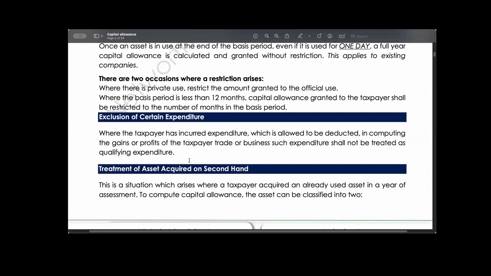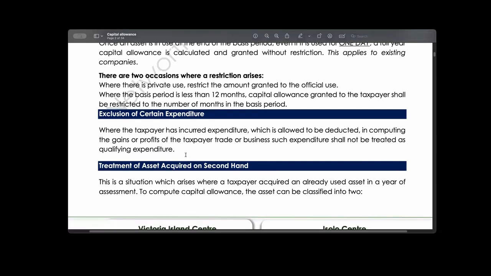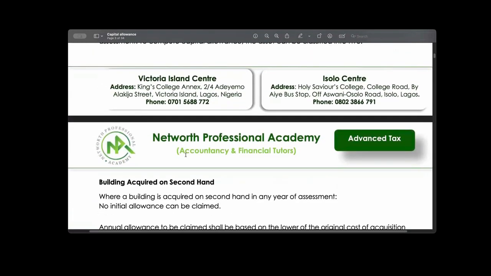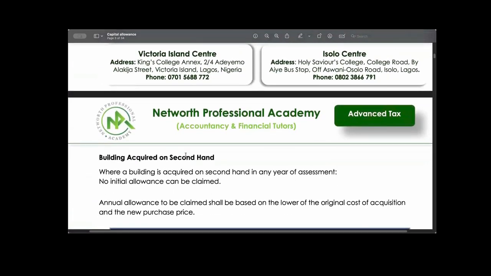Now, I'm going to dwell on that again for those of you that were not in my last class. Now, we said when an asset is acquired on a secondhand basis, there are two classes of asset that we're going to be looking at. The first set of asset that we're going to be looking at is building. And the second set of asset we're going to be looking at is the other assets. How do you treat building acquired on a secondhand basis?